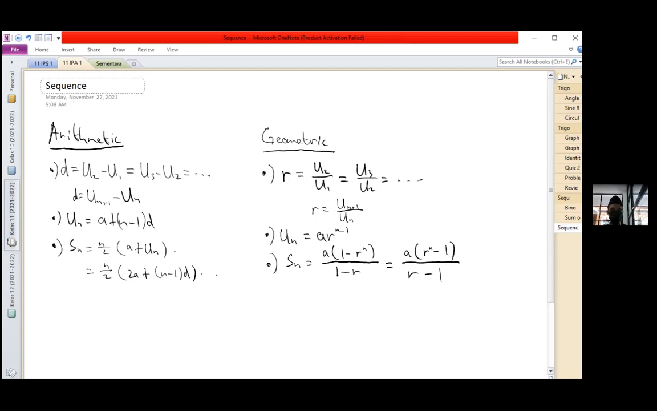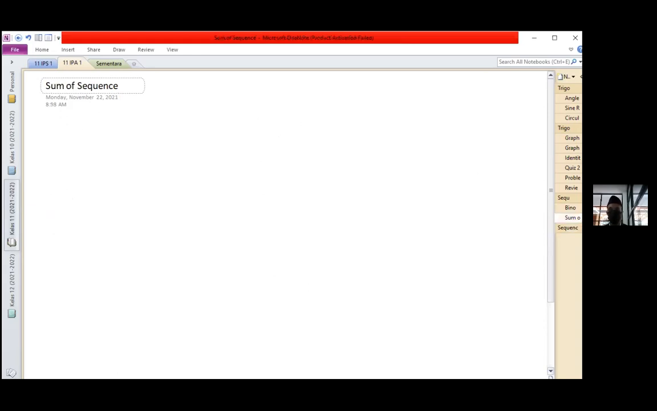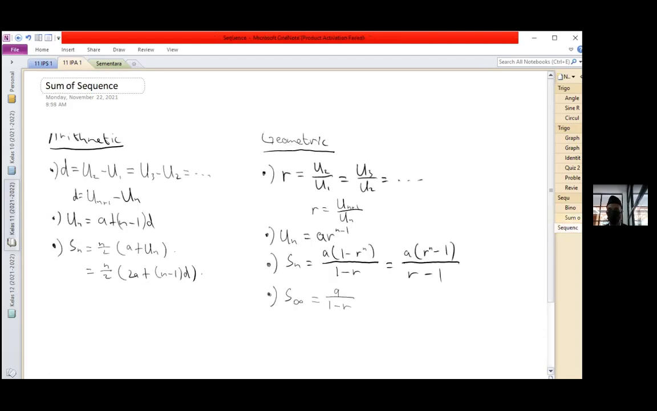Okay, and for a geometric sequence, we have another one, which is the sum to infinity. So the sum to infinity equals a divided by (1 minus r). We'll cover the sum of an arithmetic sequence, the sum of a geometric sequence, and the infinite sum of a geometric sequence today, inshallah. Okay, so let's start with the arithmetic sequence.